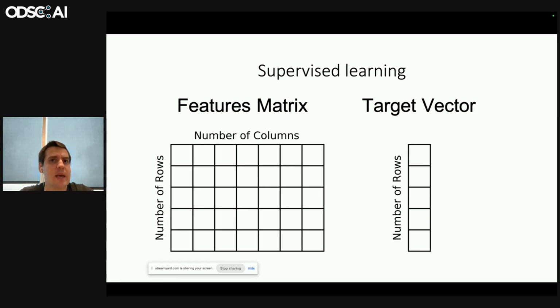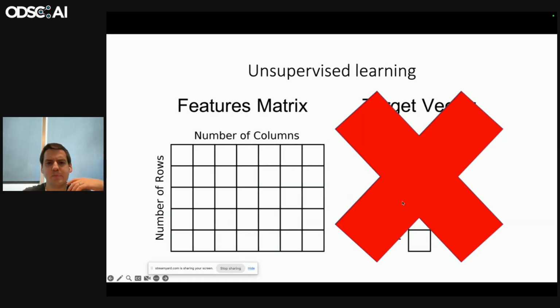So in the case of the iris data set for predicting flower species based on the characteristics of the leaves, if you have 100 rows, what that really means is you have 100 different flowers that we have the characteristics of. We want to predict what flower species it is. That'd be our target. And of course, in unsupervised learning, we don't have a target. We're trying to extract meaning from the data.